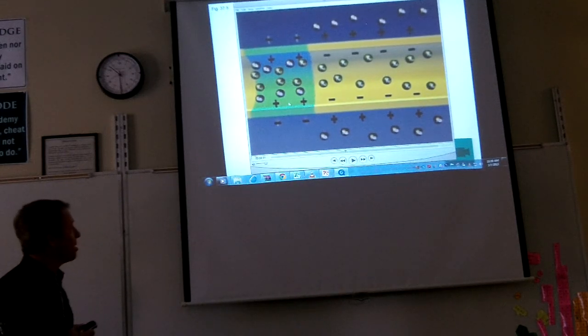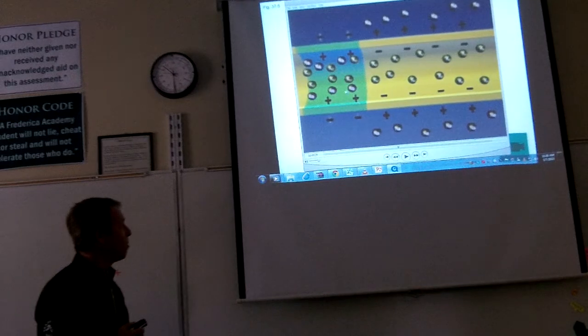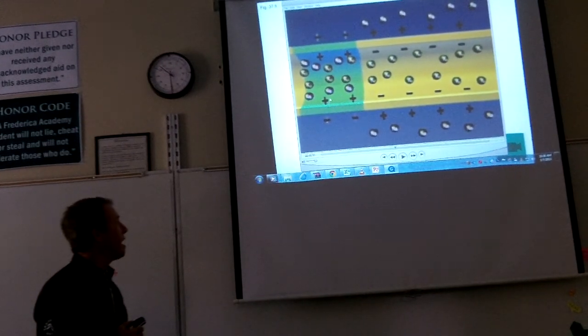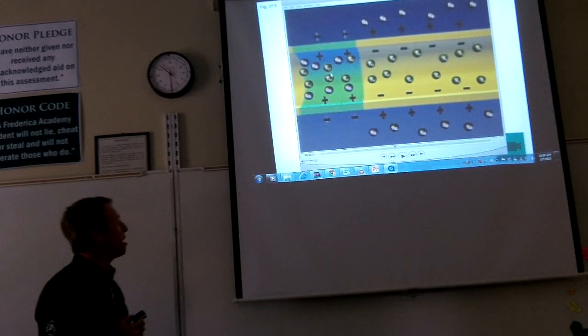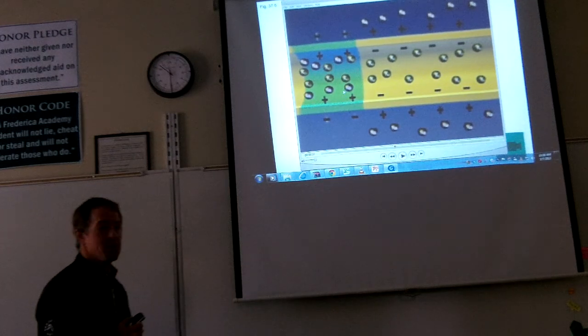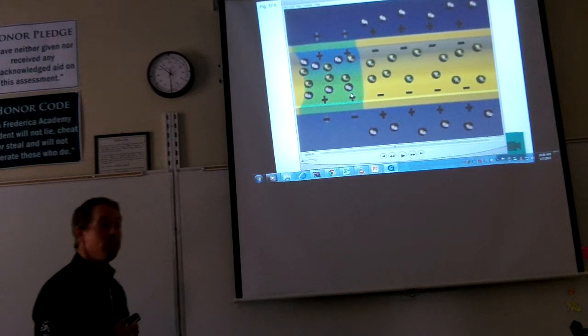Anyway, when the sodiums come in, it's positively charged on the inside. But that's just brief, because the potassiums are going to go back out, and it'll be positive again on the outside and negative on the inside. So it's just a brief pulse of positive charge on the inside.